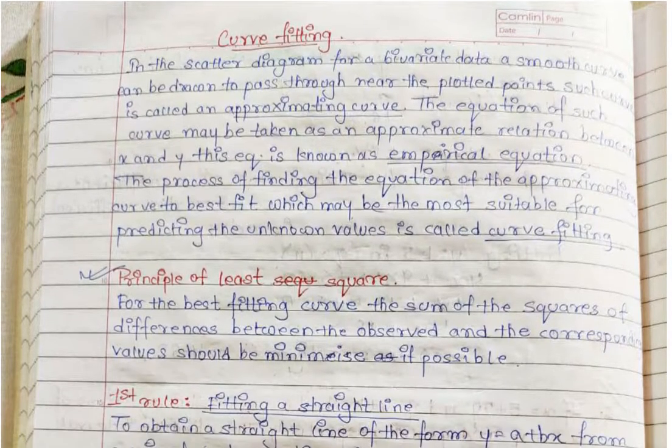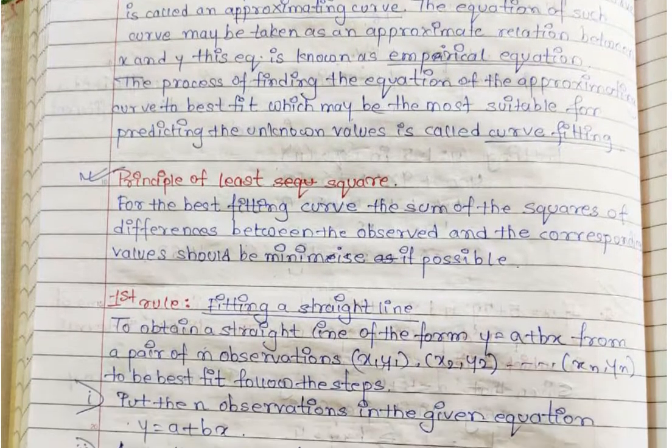For curve fitting, the method which is used widely is the principle of least squares. So what is the principle of least squares? For the best fitting curve, the sum of squares of the difference between the observed and the corresponding values should be minimized if possible. Suppose some data are given to us and we have to fit a straight line or parabola or some other equations, exponential curves, etc.